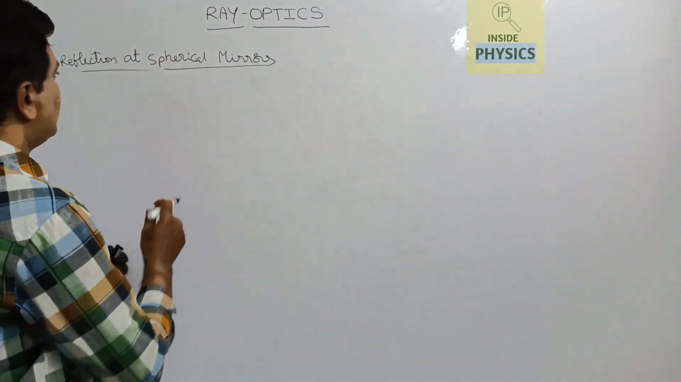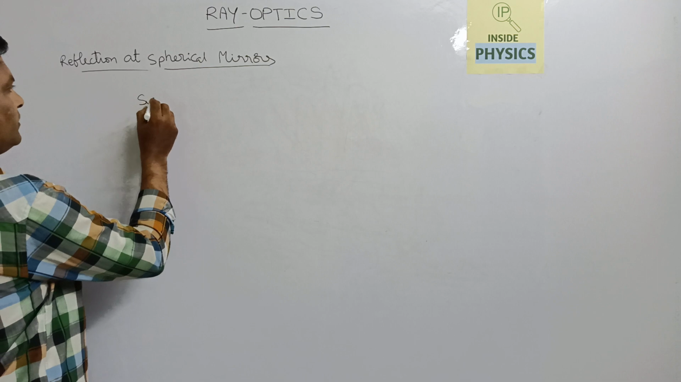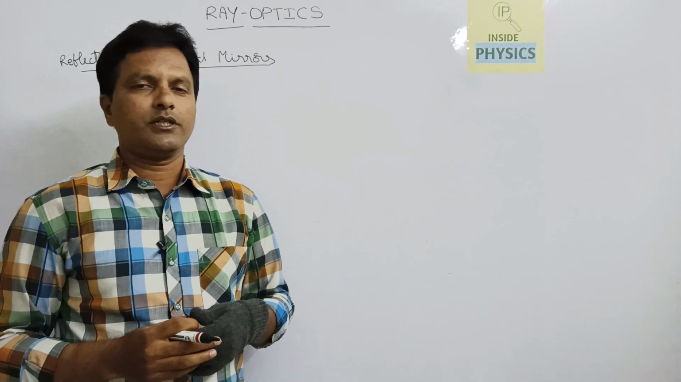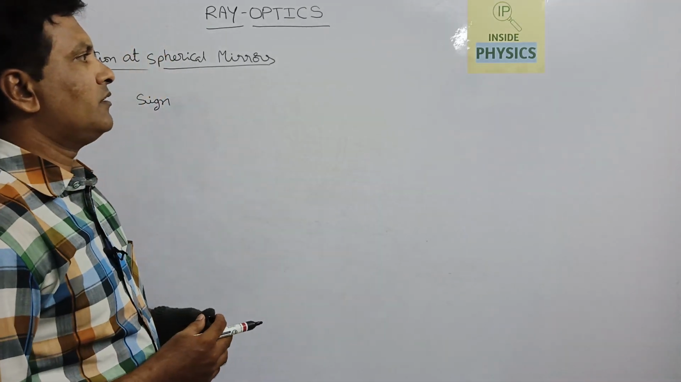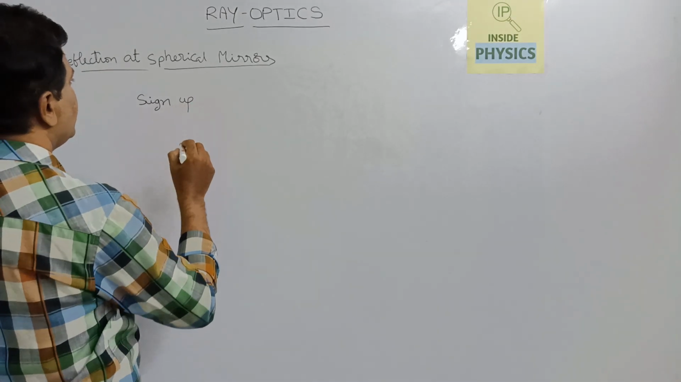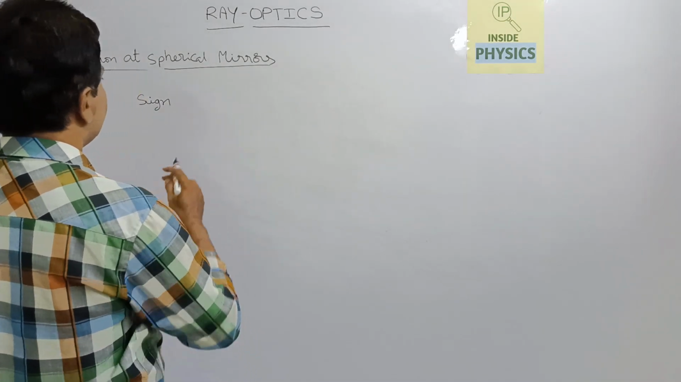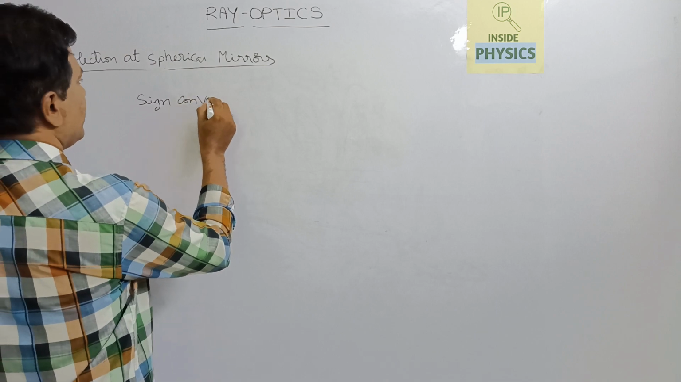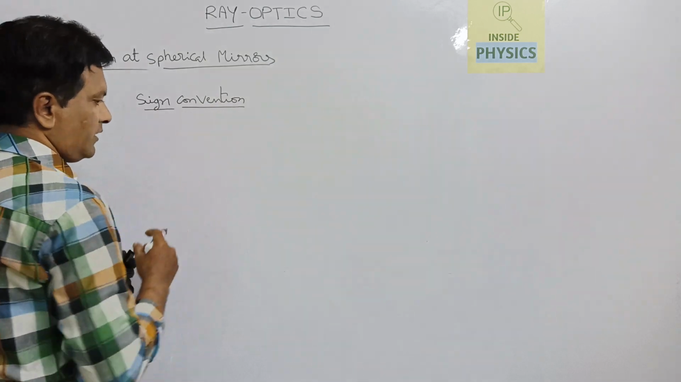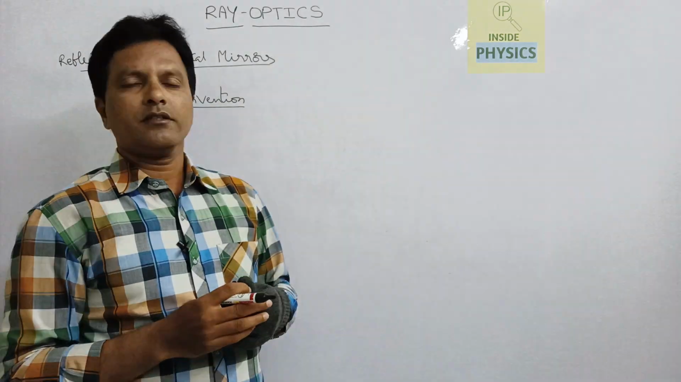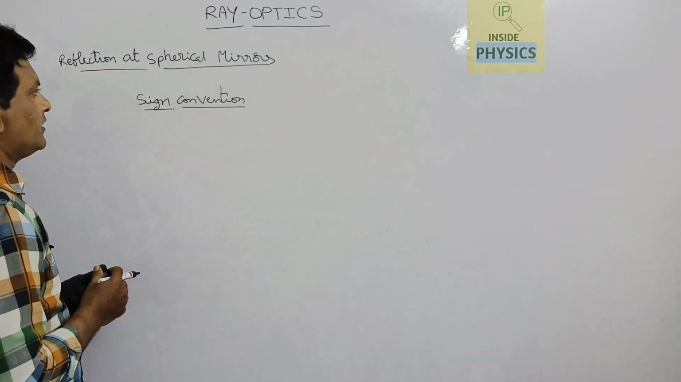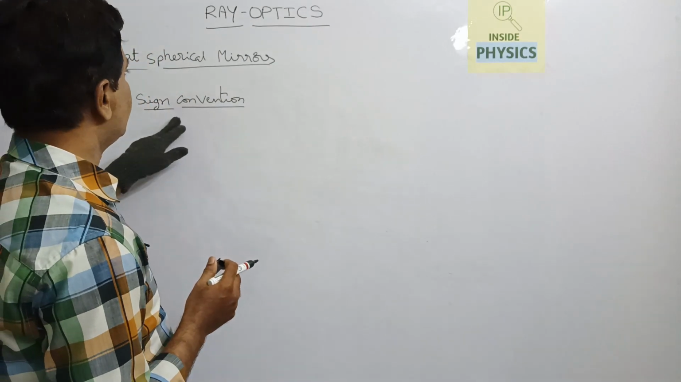Before going to the actual derivations of formulas for focal length and the mirror formula, we need to understand what sign convention is. Sign convention means the positive or negative direction according to the distance.